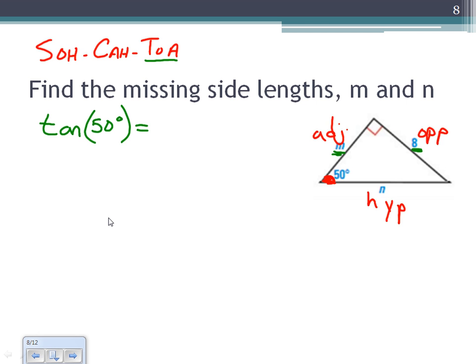M over 8. Why'd you do M over 8? Ah, but it goes in order here. Tangent is equal to the opposite over the adjacent. So do you want to fix this? 8 over M. Good. You guys can solve that, so I'm not going to go into it. Do you want to solve that real quick? Yeah. Go ahead.